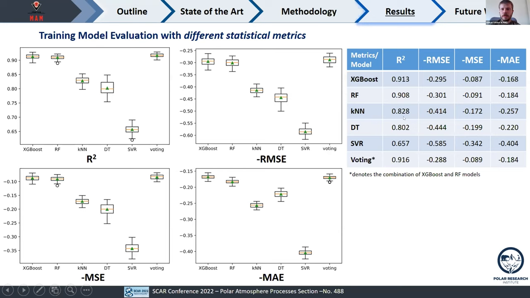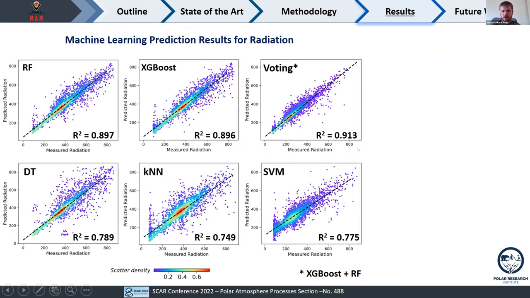But for the rest, we have an incremental decrease in accuracy among the algorithms, from k-nearest neighbors to support vector regression. So here are the prediction results for you, and as expected from the training models, the R squares are also comparable. Again, voting is the best one, together with random forest and XGBoost, and the rest are mostly comparable. We also need some additional parameter tuning while predicting, so there might be some small increase, for instance, in the support vector regression model.